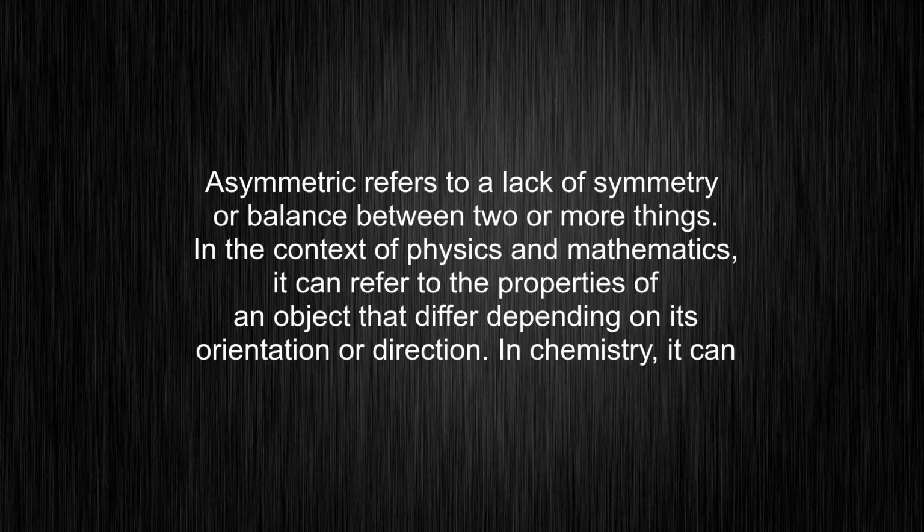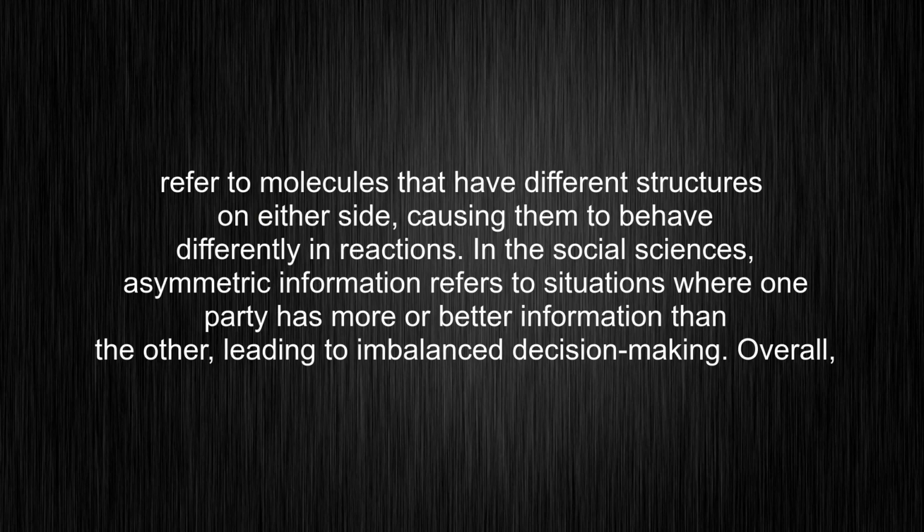Asymmetric refers to a lack of symmetry or balance between two or more things. In the context of physics and mathematics, it can refer to the properties of an object that differ depending on its orientation or direction. In chemistry, it can refer to molecules that have different structures on either side, causing them to behave differently in reactions.